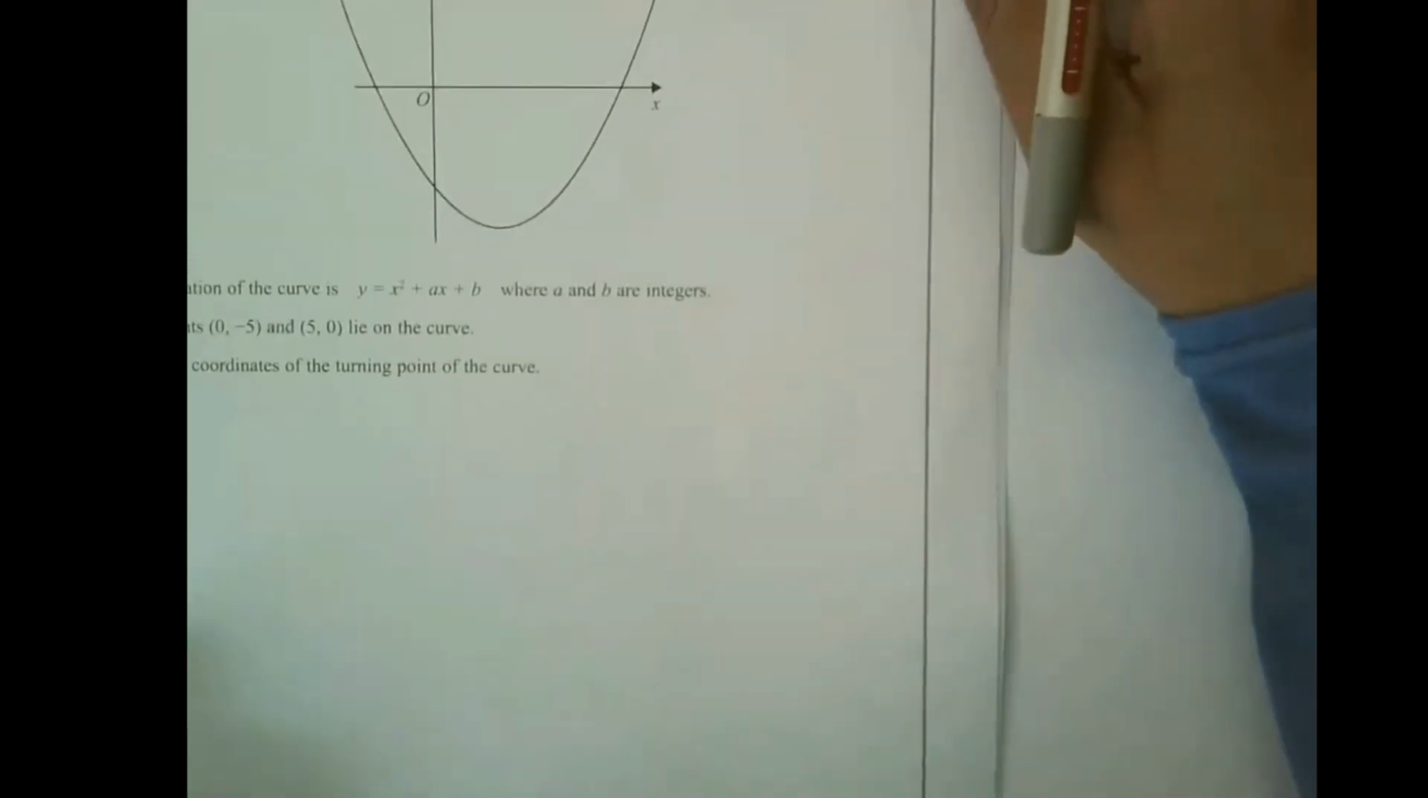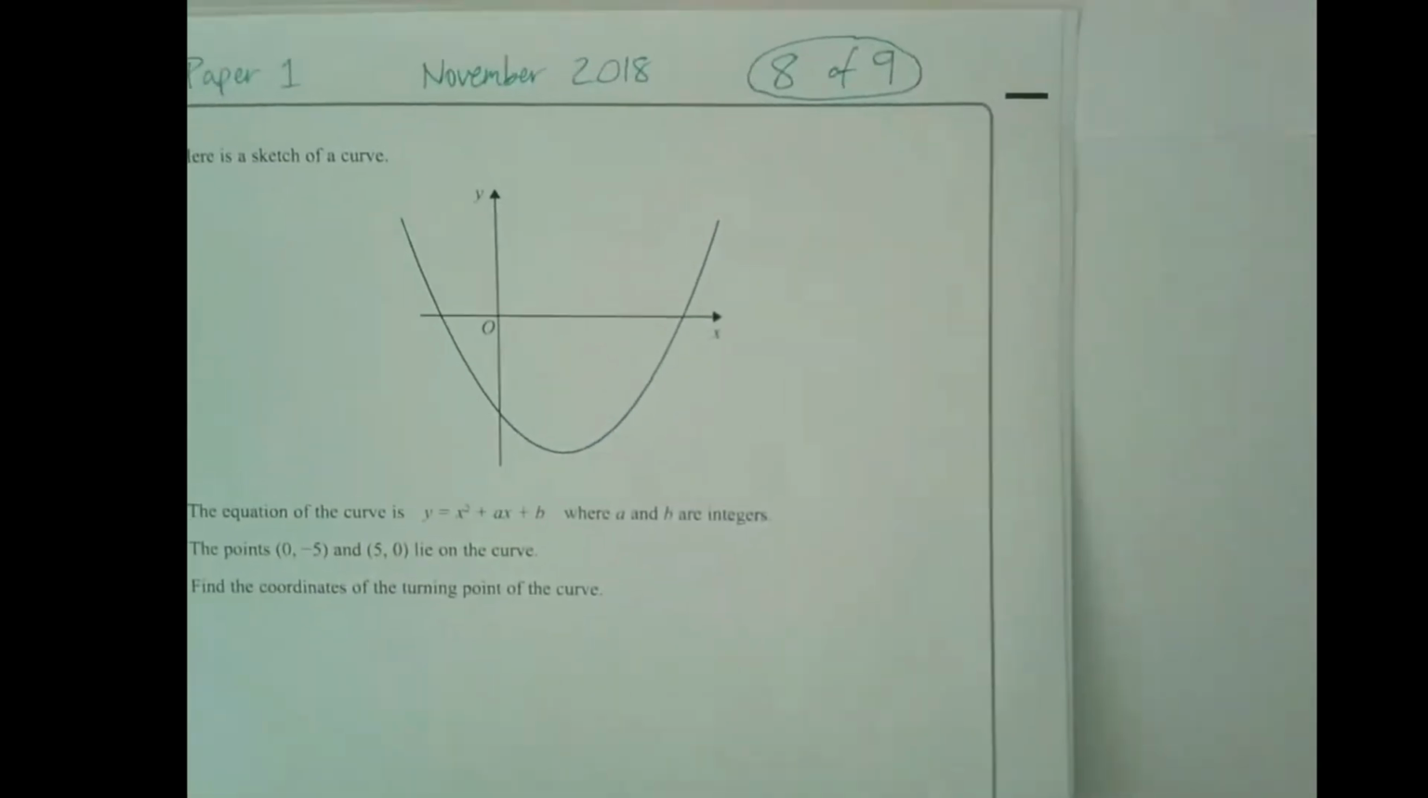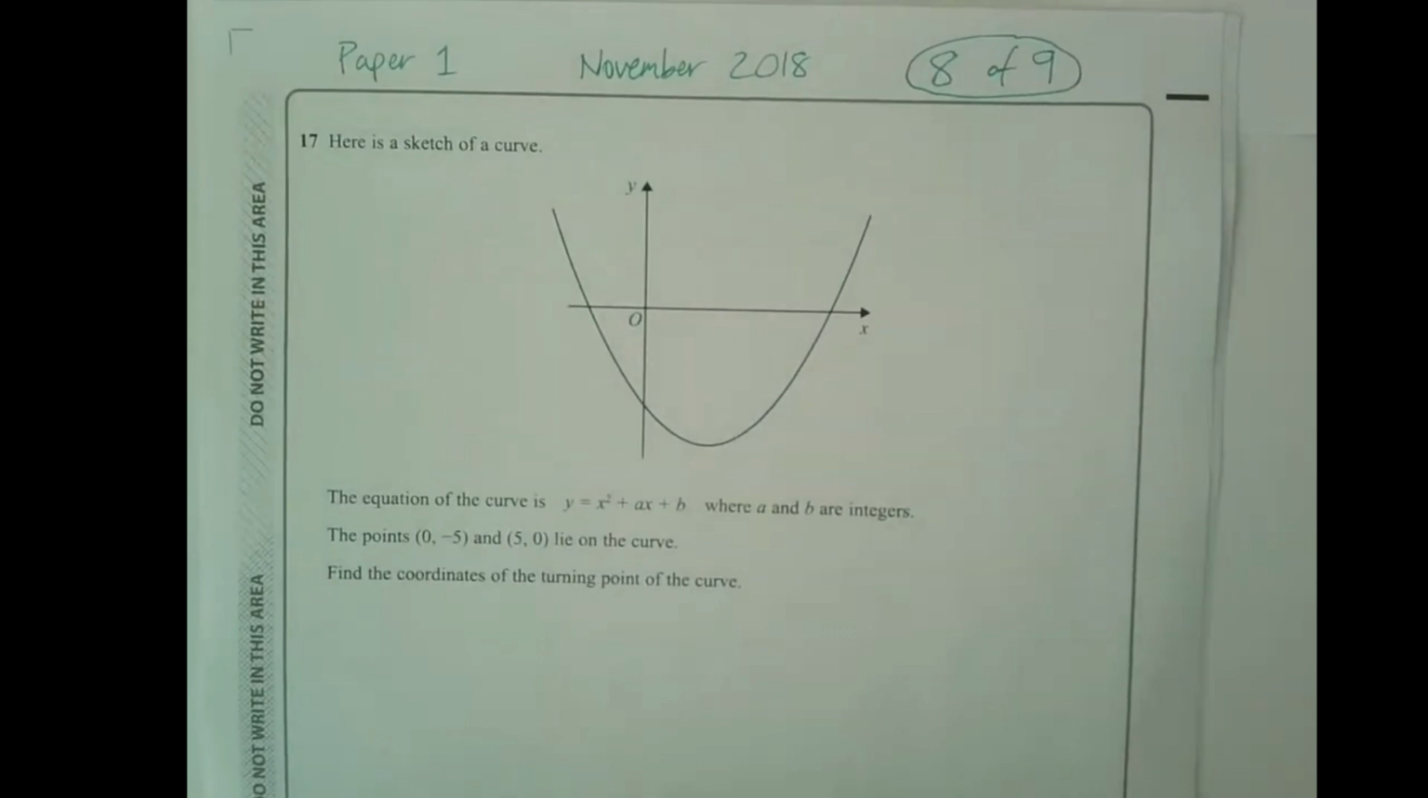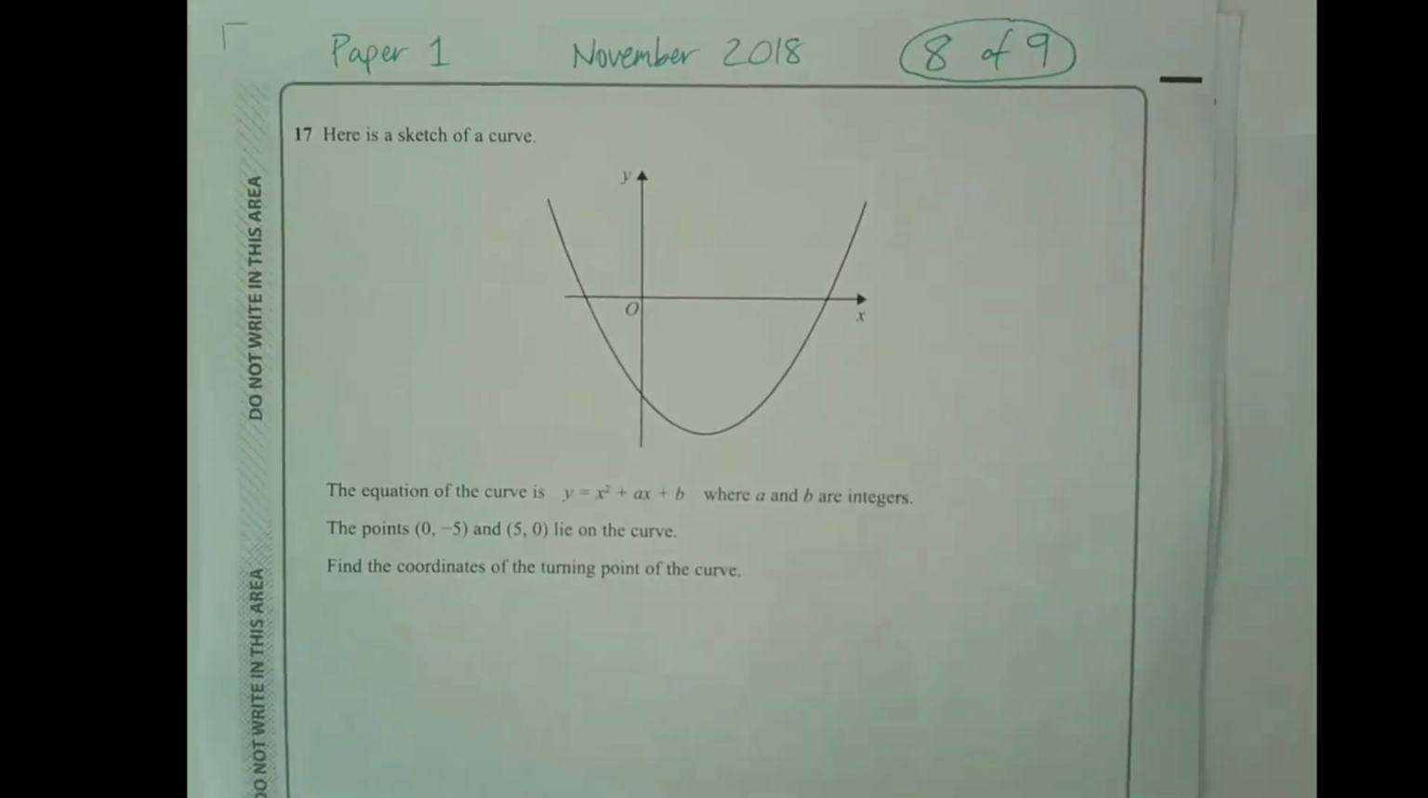All right, let's go to our 8th question now of 10. All right, this question is worth 4 marks, and this is taken from paper 1, November 2018. Press pause, and when you are ready, press play for the answer.